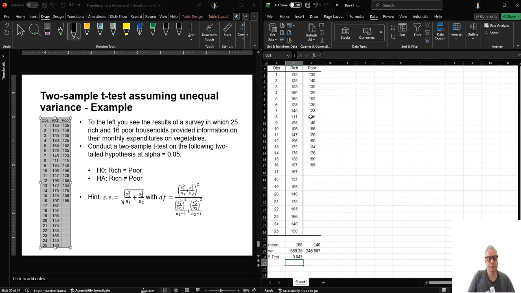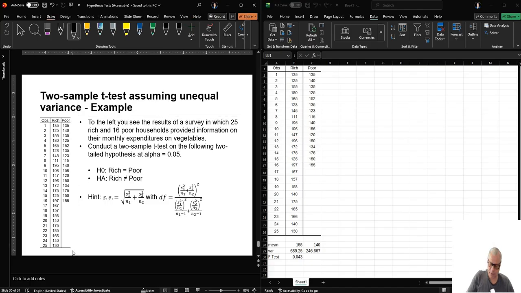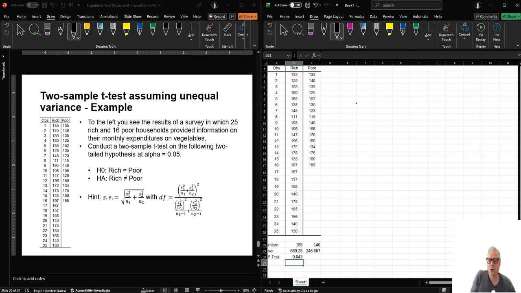So now, as always, let's illustrate our test. We assume a sampling distribution, and we hypothesize the null, that there is no difference. So our H0: the difference of rich minus poor, so we hypothesize rich minus poor is equal to 0.